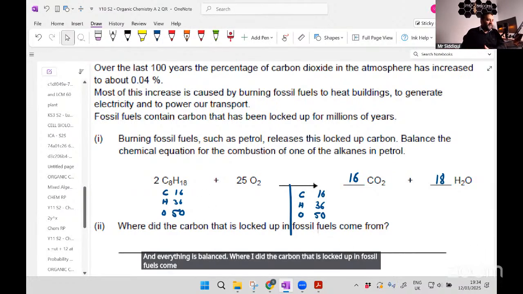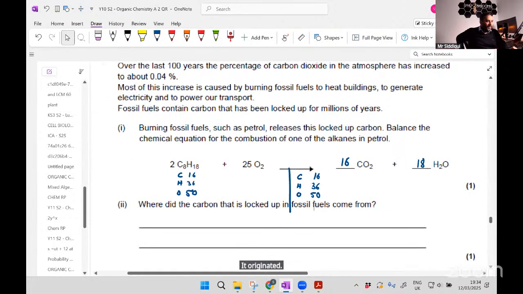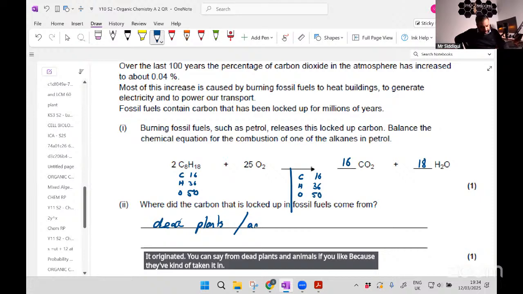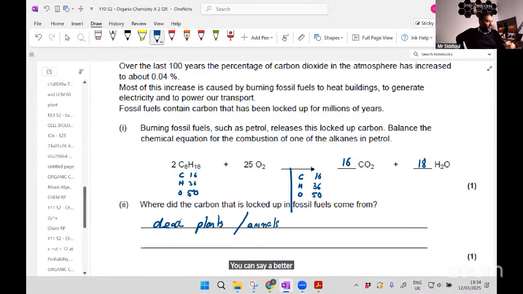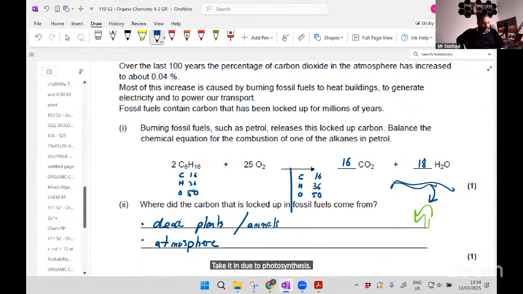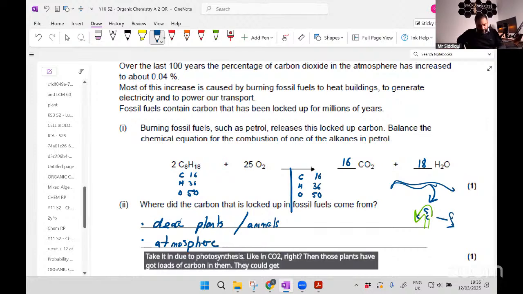Where did the carbon that is locked up in fossil fuels come from? So this is about understanding the carbon cycle. It originated from, you can say, dead plants and animals, if you like, because they've kind of taken it in. A better answer really is just from the Earth's atmosphere. That's where it came from. So, a very quick summary of what the carbon cycle is. There's carbon dioxide in the air. Plants take it in due to photosynthesis. Take it in, CO2, right? Then those plants have got loads of carbon in them. They could get eaten by people or animals or whatever.